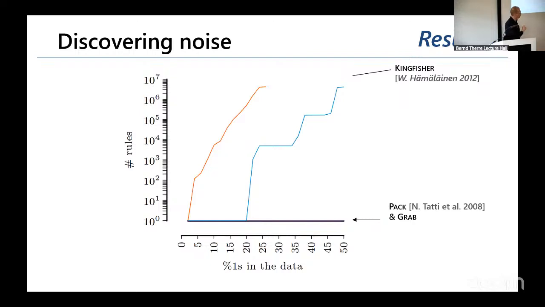Here at the bottom, we have two methods, namely Pack and Grab, that I would say, because of the compression idea, if there's only noise, compression is not going to allow anything into the model because it's not going to give any gain. You can describe the data just as well with the independence model as with a more complicated one. So those actually find the correct answer, nothing, which is good. That is convincing; at least if there's nothing, the chances of overfitting are not as big.